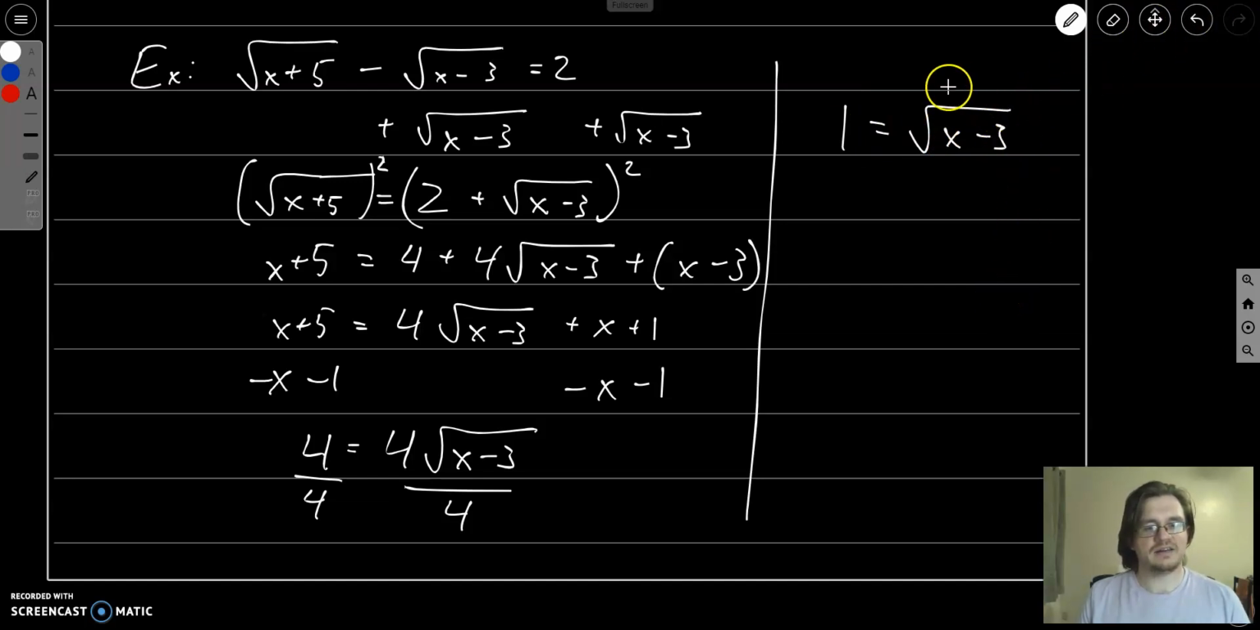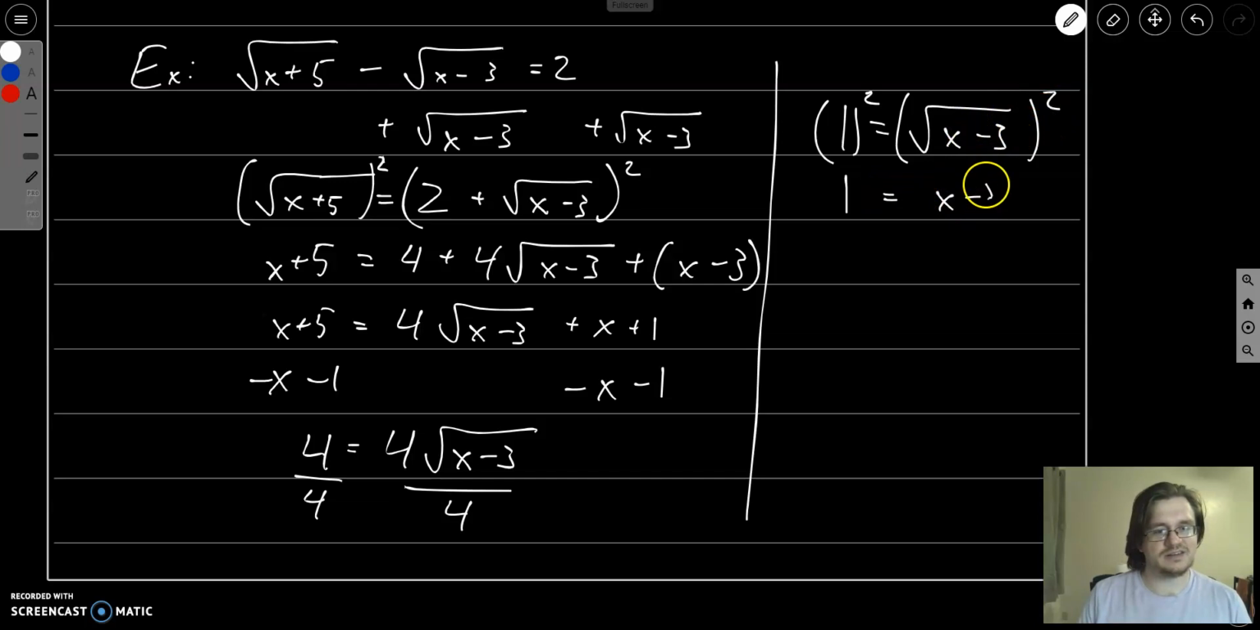And now I can square both sides. And 1 squared is 1. The square root of x minus 3 squared will be x minus 3. And now I can add 3 to both sides to get that x should be equal to 4. Now, before I do anything else, I should check to make sure that this is an actual solution.